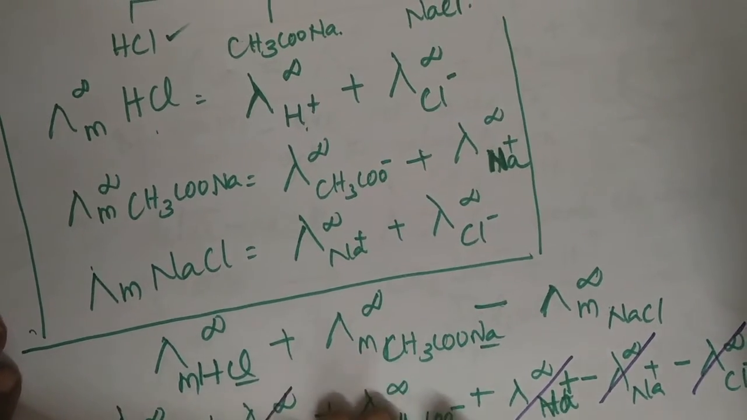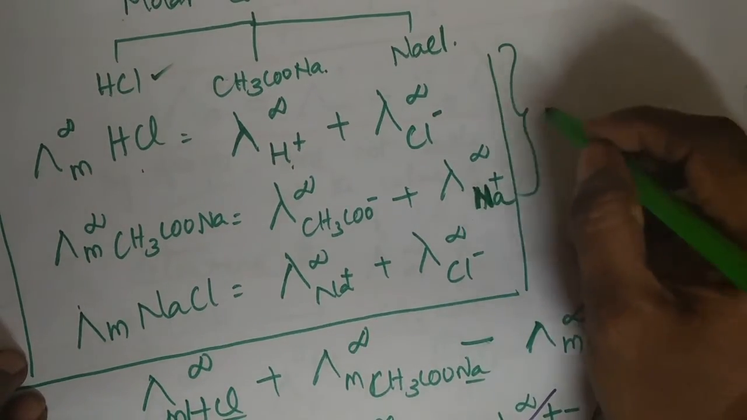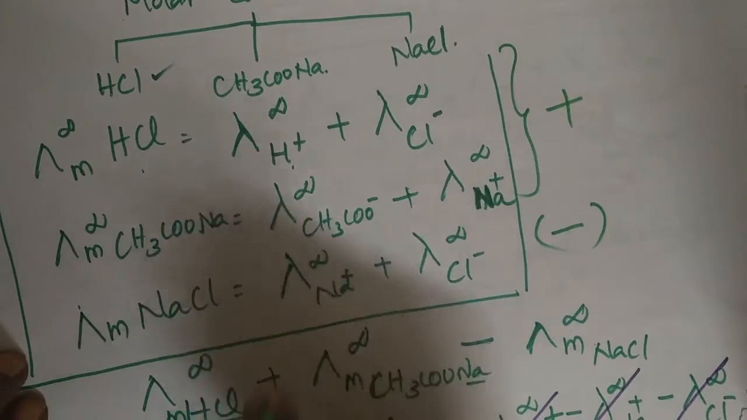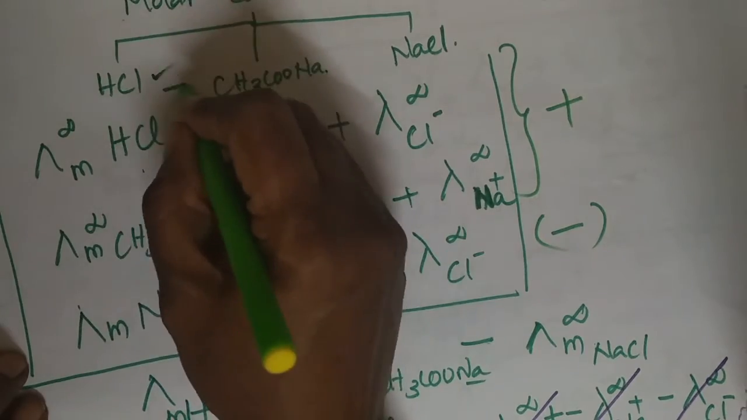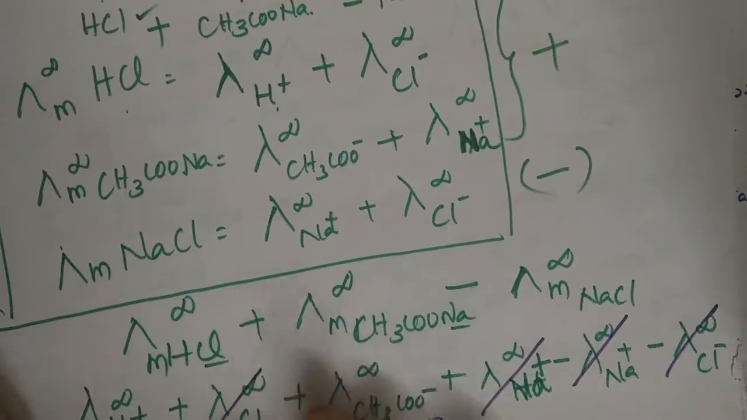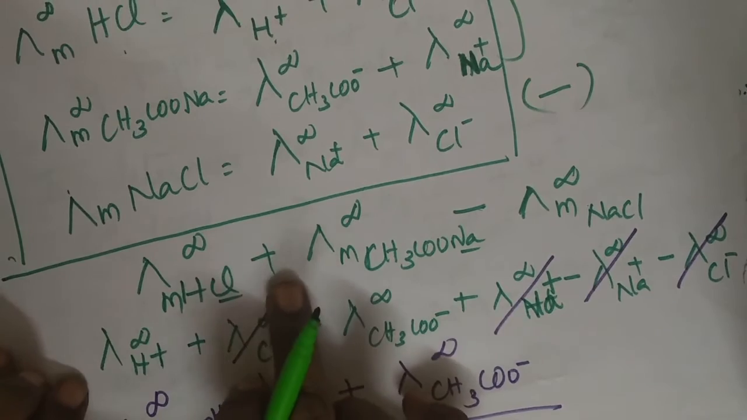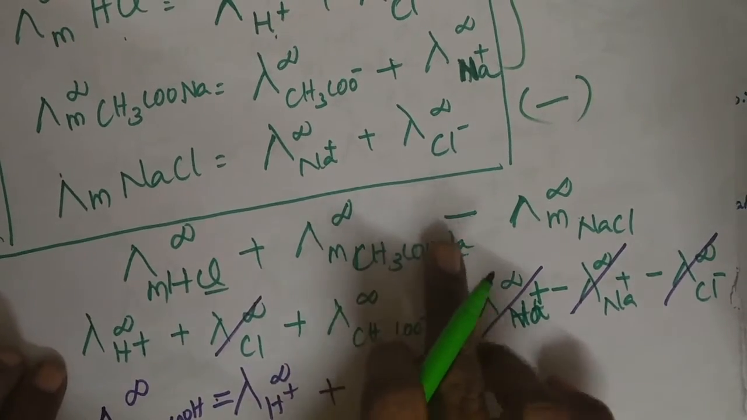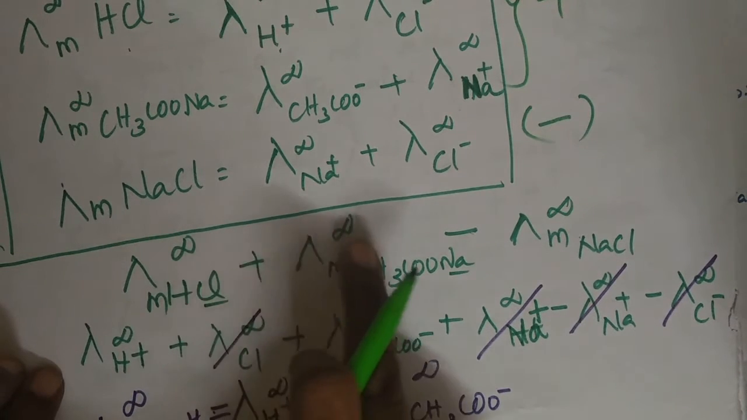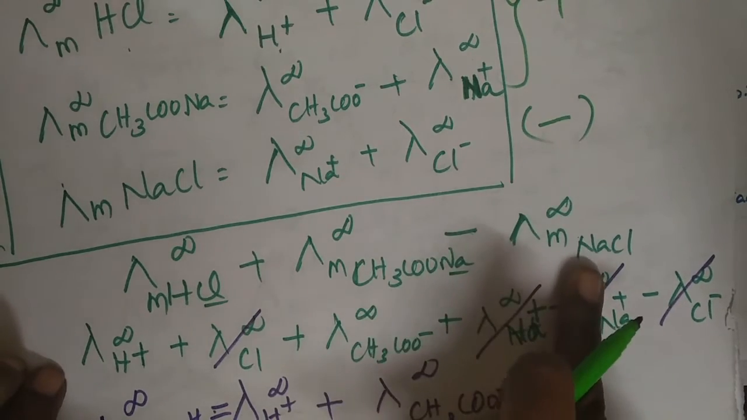Now what we are going to do is add up these two, and from that we are going to subtract this last one. So the HCl and CH3COONa are added up and NaCl is subtracted. I just put it down in this way: lambda m HCl infinity plus lambda m infinity CH3COONa minus lambda m infinity NaCl.